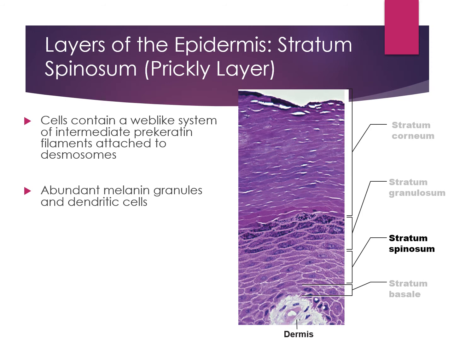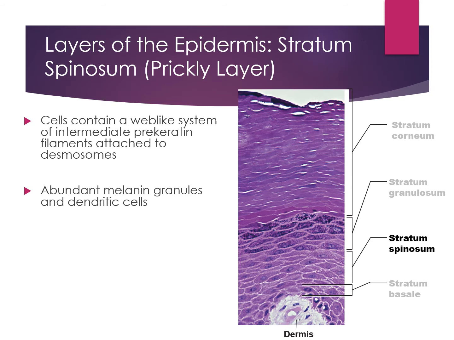The next layer is the stratum spinosum, which is sometimes called the spinous layer, the prickly layer, or the prickle cell layer. The stratum spinosum is 8 to 10 cell layers thick and is sandwiched between the stratum basale and the stratum granulosum. The keratinocytes in this layer contain a web-like system of intermediate pre-keratin filaments attached to desmosomes. The cells take on a spiky appearance when they are stained with hematoxylin and eosin, 2 common laboratory stains.